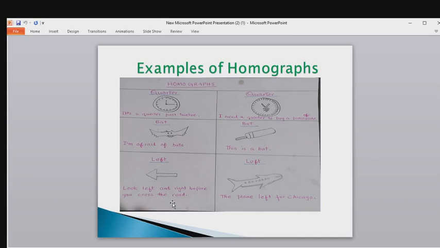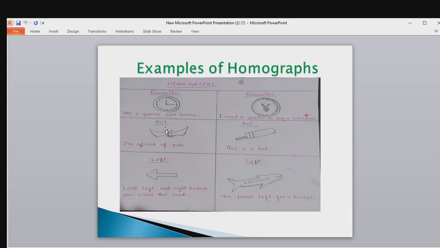Some more examples of homographs. Quarter. It's a quarter past 12. So now here we will also see one more thing, that they can have similar pronunciation as well. But what we need to remember about homographs is that their spellings will be the same, but their pronunciation can be different or the same, and meanings can be different. Quarter, then again quarter, which means a unit of currency. I need a quarter to buy a piece of cake.